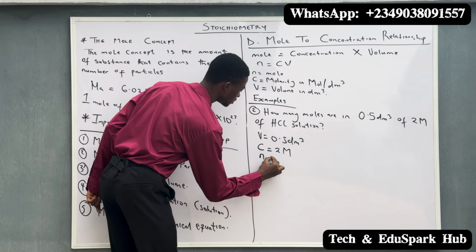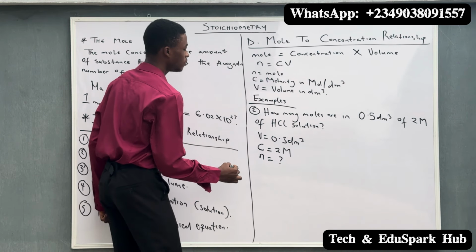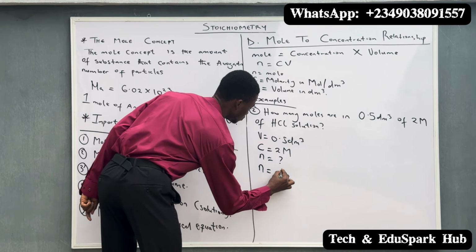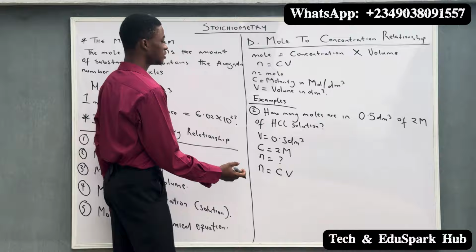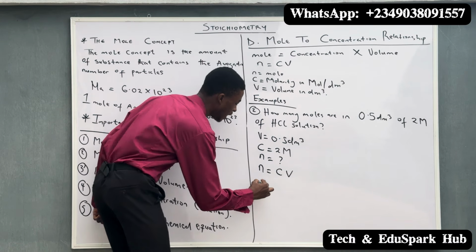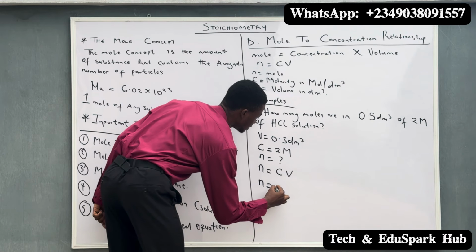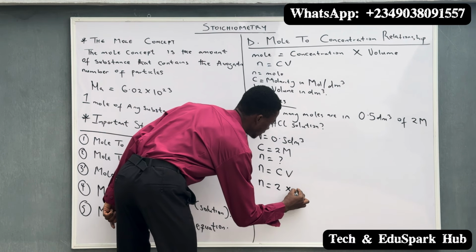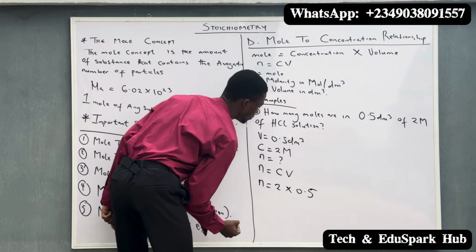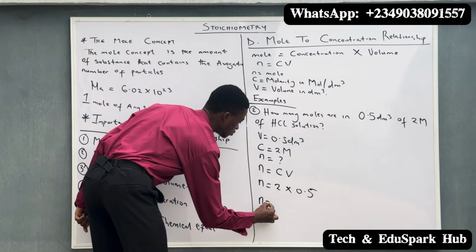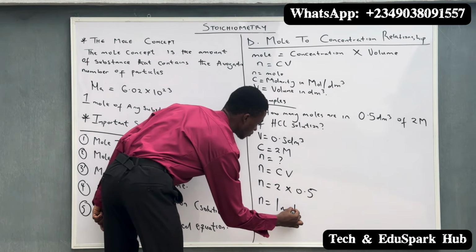So we have to calculate how many moles. So the number of moles is equal to unknown. And we know that number of moles is equal to CV. So we can just input our parameter to this formula. So we have N to be equal to, what is our C? We have 2 multiplied by 0.5. And when you press this in your calculator, N will be equal to 1 mole.